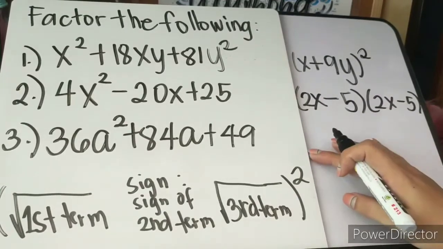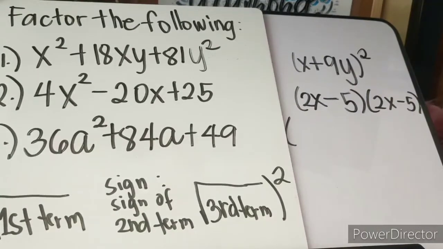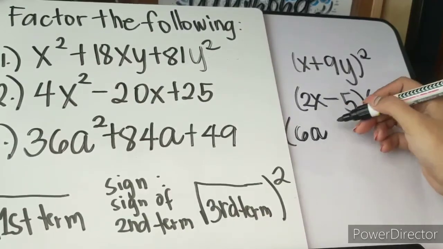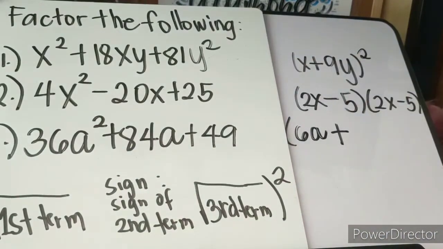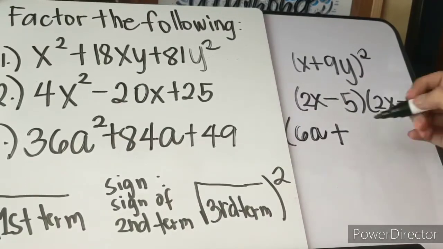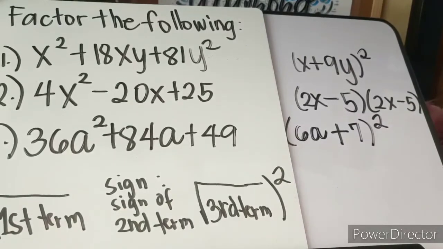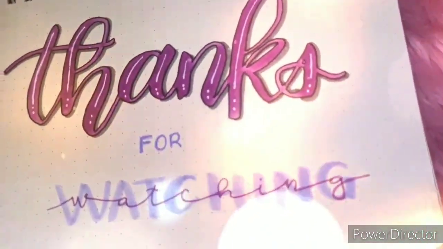And then, last is yung number 3. So, the square root of 36a squared is 6a because 6 times 6 is 36 and a times a is a squared. And then, again, yung middle sign natin is positive. So, plus lang ito. And then, the square root of 49 is 7 because 7 times 7 is 49, and then I would just put it on the square. Okay? So that is how you will factor a perfect square trinomial.